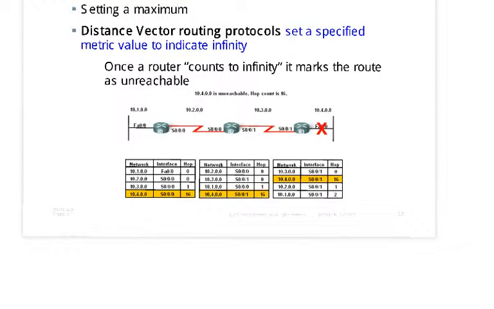The only thing that will break the count to infinity is if, for example, this network comes back up again, or if this network gets connected to another router here or here. In that case, a new fresh route entry will get into the routing table and it will break the loop of count to infinity. So this will stop.